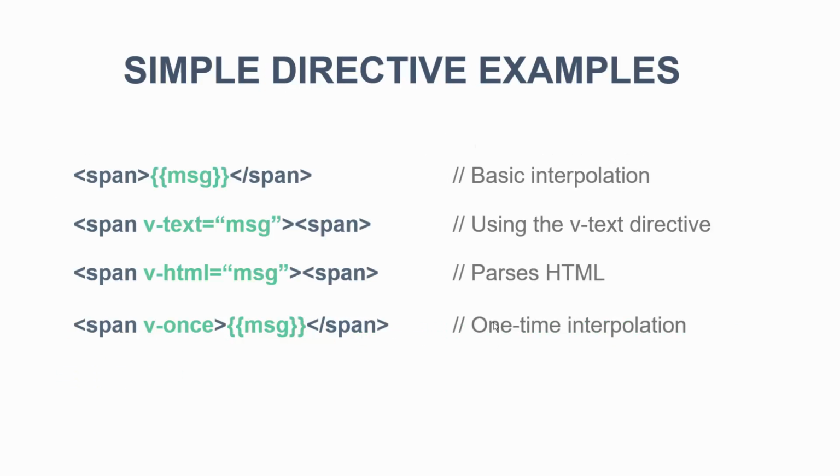So here's some simple directive examples. This is an example of just basic interpolation without a directive, and we just saw that. We're just including the MSG variable. We could do the same thing here by using the v-text directive, which basically would just output whatever's in that MSG. v-html would parse HTML tags for us. If we were just to use v-text, it would actually output the HTML tags themselves, which you probably wouldn't want. So you would use v-html. And then the v-once directive is one-time interpolation, meaning that it's only going to output it once. If it changes, it's not going to change in this particular instance.